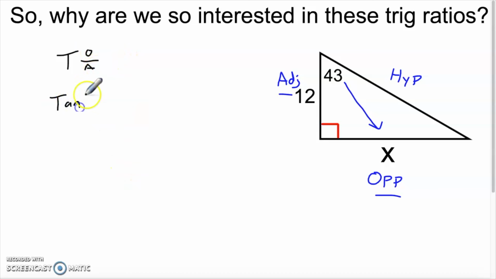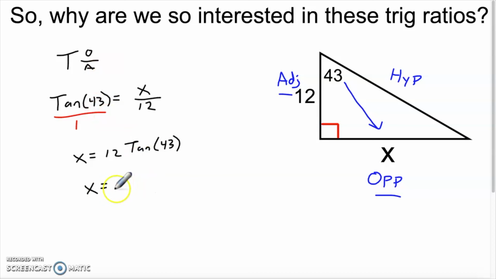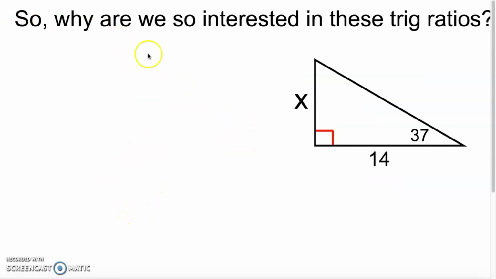So we can say the tangent of 43 equals opposite x over adjacent 12. We're going to put that over 1 and we'll cross multiply, giving us x equals 12 times the tangent of 43. So you're going to take your calculator, type 12 times the tangent of 43, and you should get approximately 11.190 for that one. Just going to do a few more examples for you here.